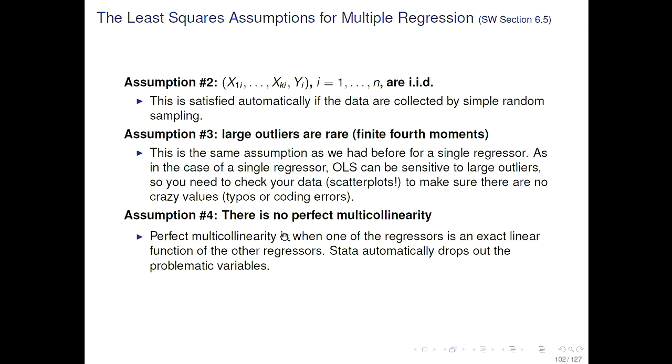So actually, in practice, this is not a problem. The problem is, what is perfect multicollinearity? You have many variables on the right-hand side, and if one variable is perfectly explained by some other variables in a linear function, then we say that we have perfect multicollinearity. One of the variables is redundant, right? If you have this kind of situation, numerically we cannot find the OLS estimator. What Stata does in this case is automatically drop one of the variables. So the problem is automatically solved.